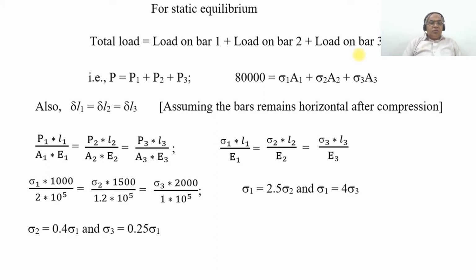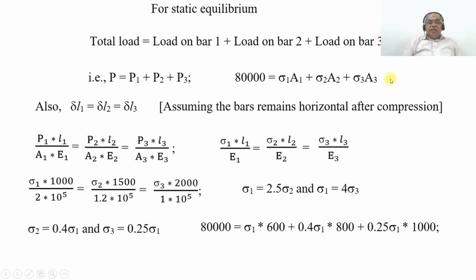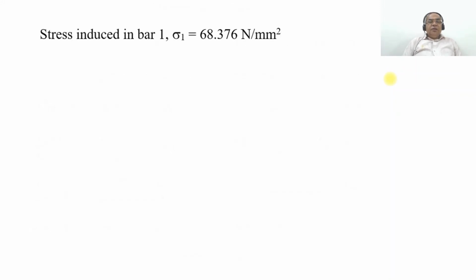Here you substitute these two values in this particular expression, that is 80,000 is equal to sigma 1 into A1 plus sigma 2 into A2 plus sigma 3 into A3. So 80,000 will be equal to sigma 1 into A1, which is 600, plus sigma 2, which is nothing but 0.4 into sigma 1, into 800, plus sigma 3, which is 0.25 into sigma 1, into 1000. Therefore, you are going to get the stress in bar 1 as, on simplification, 68.376 Newton per mm square.